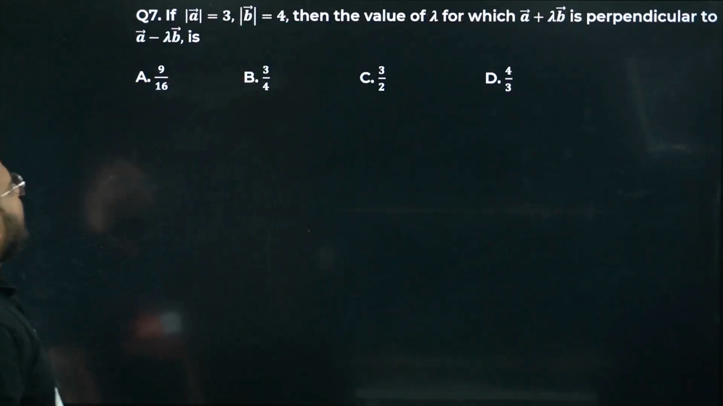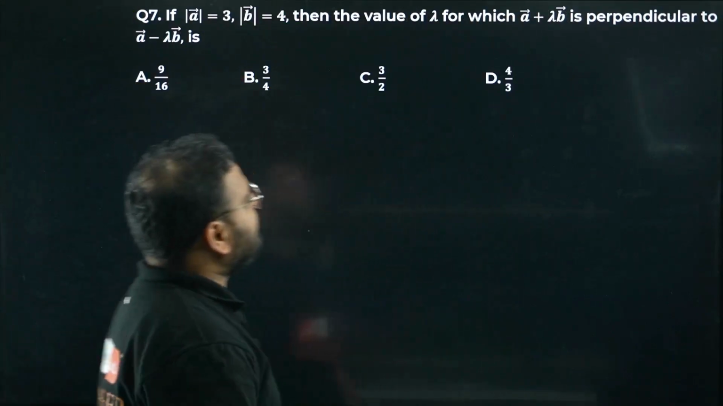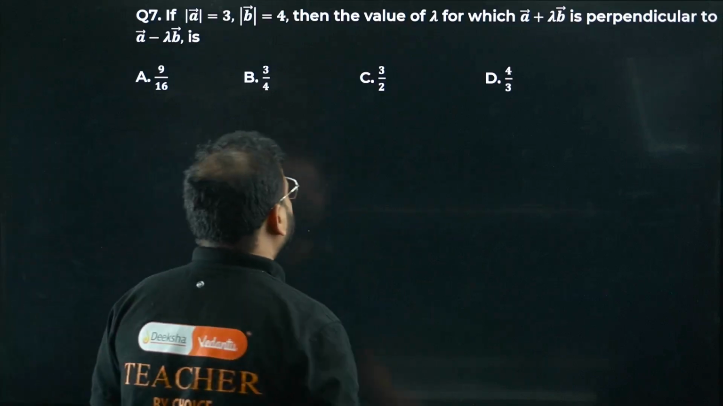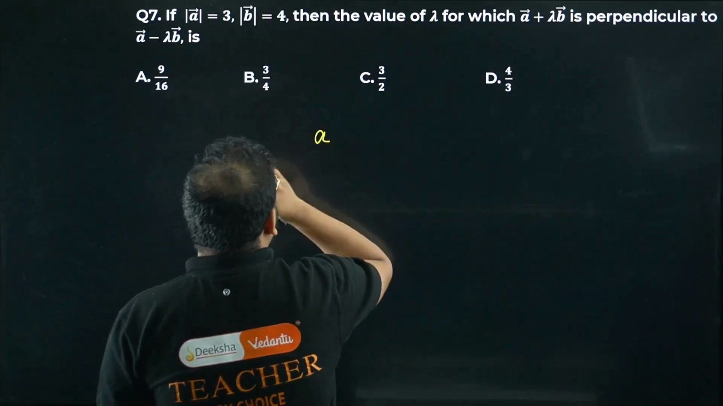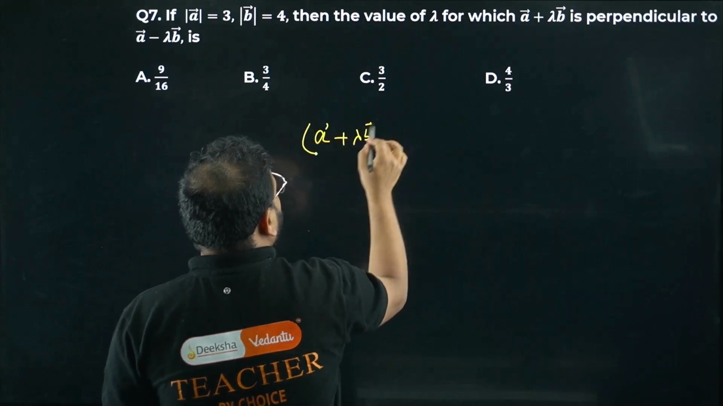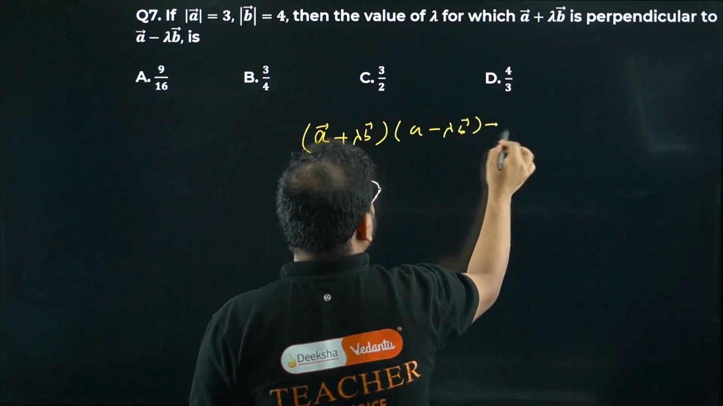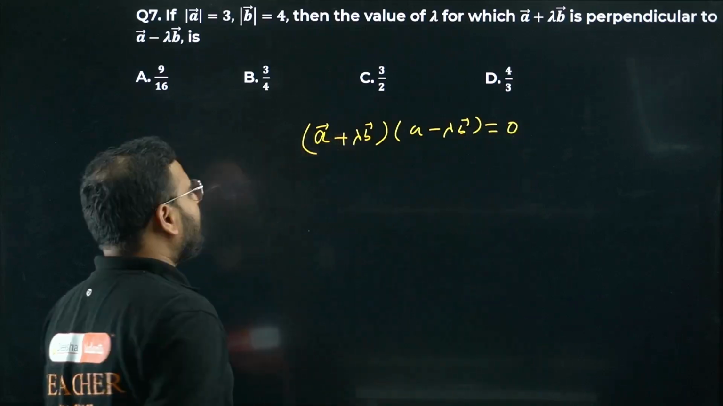So question number 7 now. Magnitude of A equal to 3, magnitude of B equal to 4, then the value of lambda for which A plus lambda B is perpendicular to A minus lambda B. Basically they are saying that A plus lambda B dot A minus lambda B is nothing but 0, right? Okay, what do you get?